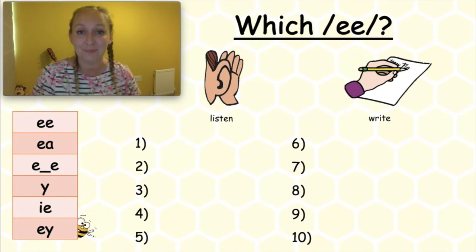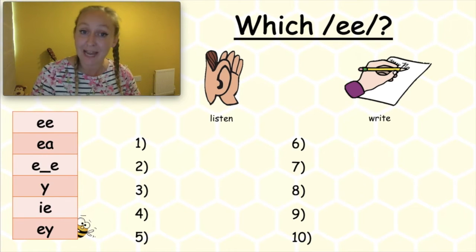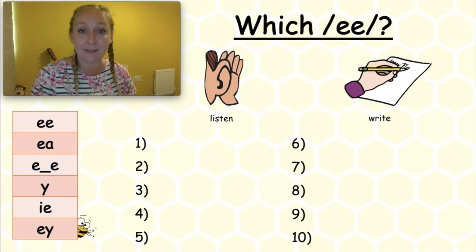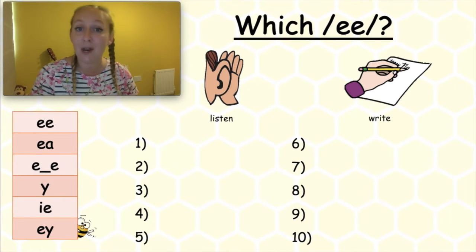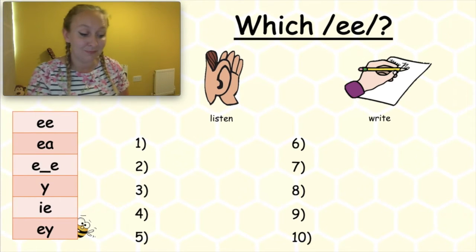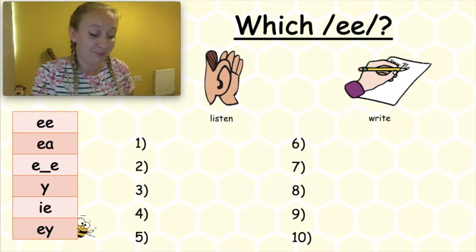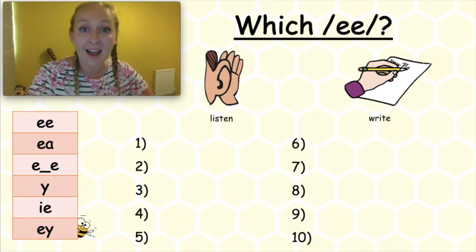Okay, so listen really carefully to the word and the sentence. I will read the word, then the sentence, then I will repeat the word again before moving on to the next one. Are you ready? Number 1. The word is peach. I had a peach flavoured yoghurt. The word is peach.